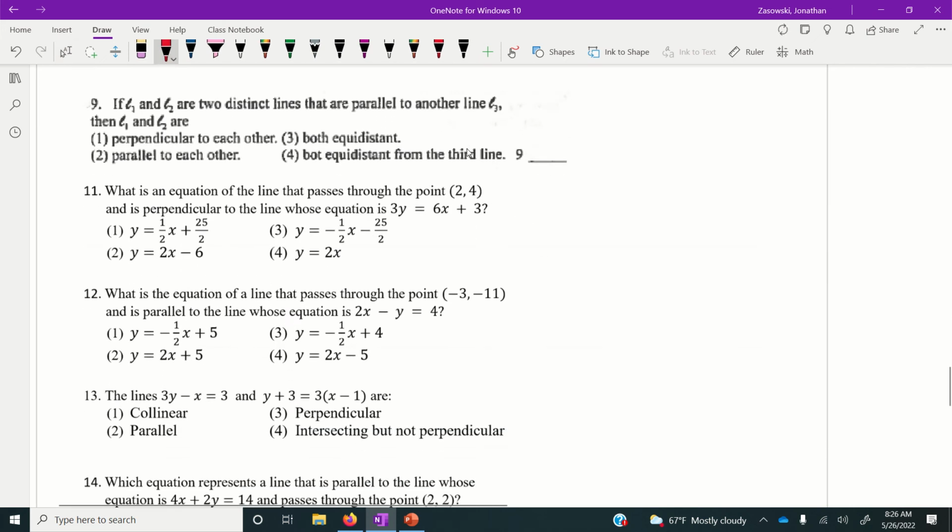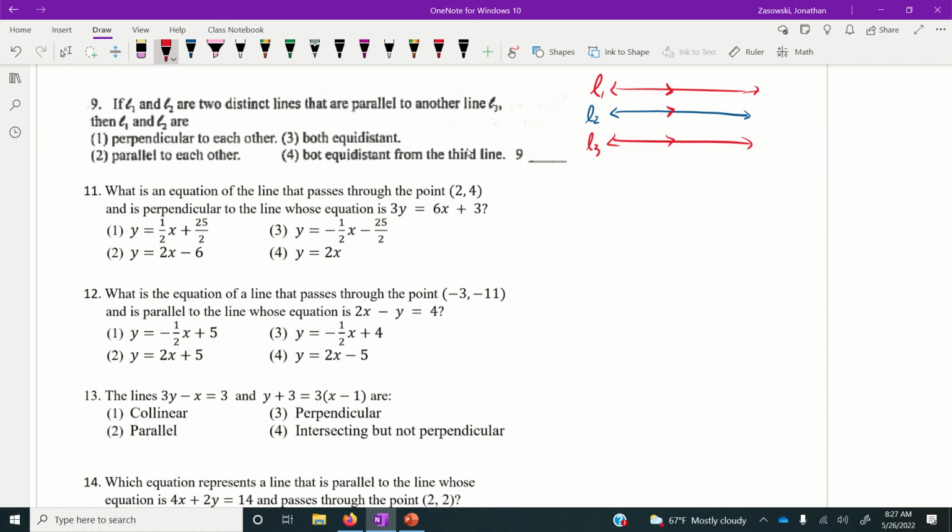Number 9 is not a question they typically ask. I just wanted to bring it up in case they do ask a question about, like, these 2 lines are parallel and this one's perpendicular, like what's going on. So just draw yourself a picture in most cases. So if we had 2 distinct lines, L1 and L2, and they're both parallel to a third line, which we'll do in blue here, which is L3. So L1 is parallel to L2, and L2, interestingly enough, is parallel to L3.